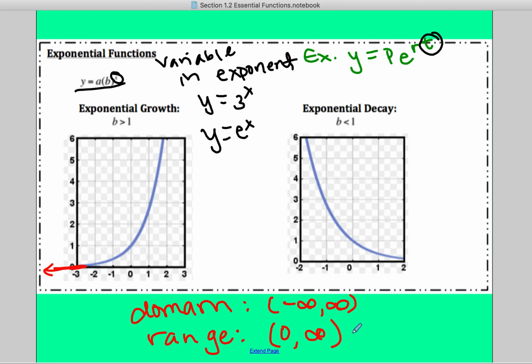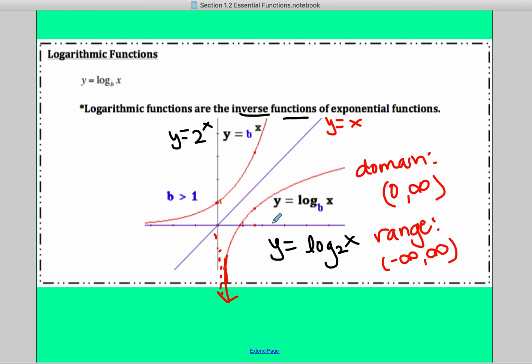So that's visually what your exponentials look like, and your log functions. Okay, and that is it for lesson 1.2.